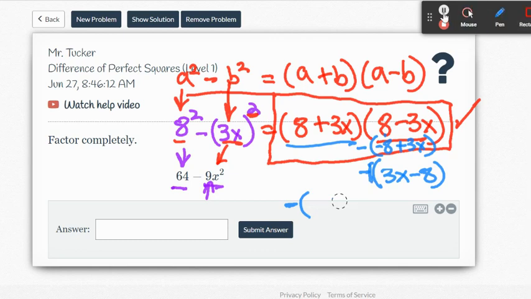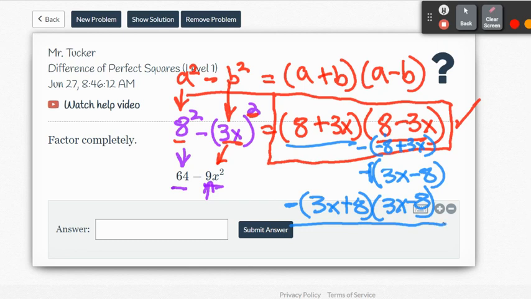So 3x plus 8 times 3x minus 8 would be the better form if you were trying to factor. And that's from factoring out this negative if you desire to. But again, this is already factored correctly with the difference of squares.